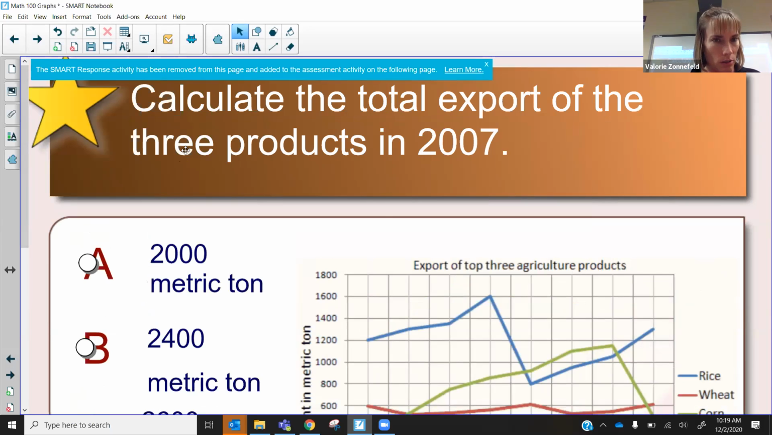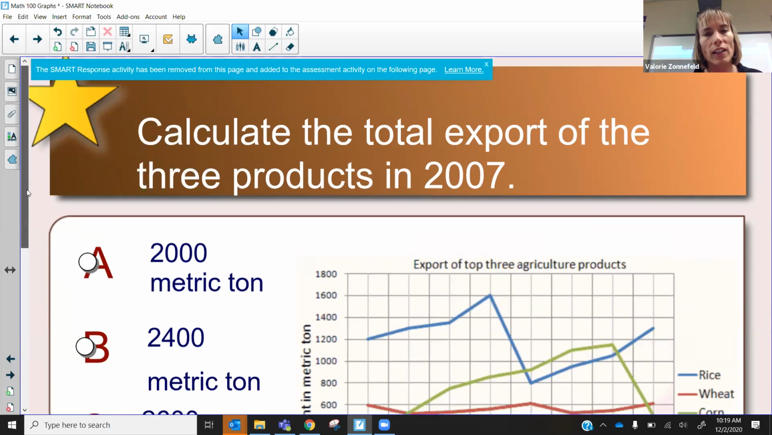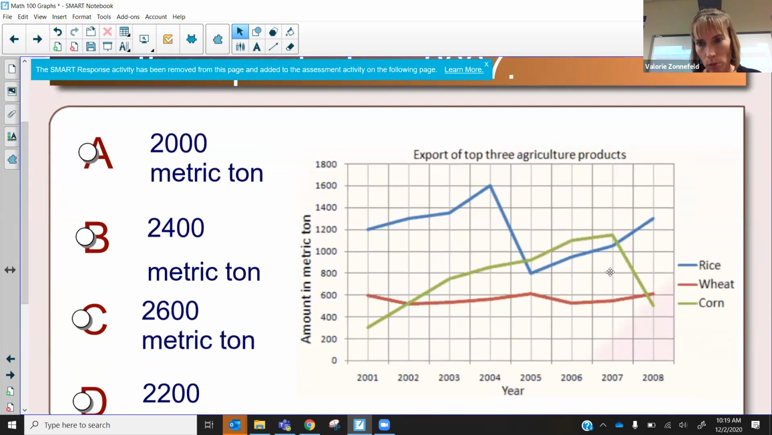So now what we need to do, you might need a calculator on this one, is calculate the total export of the three products in 2007. So in 2007, what was the total export? And you're probably going to need to round a little bit. So go ahead, give that a shot and plug it into your chat box.